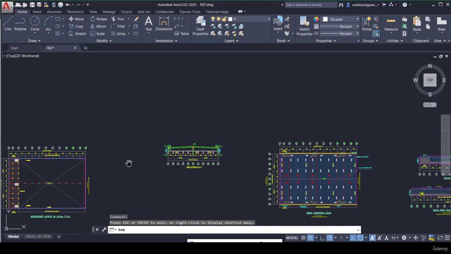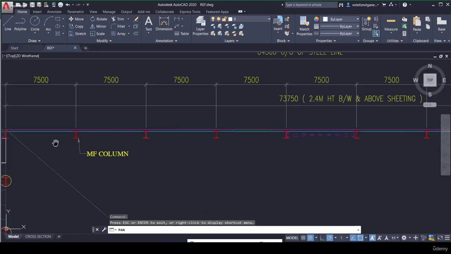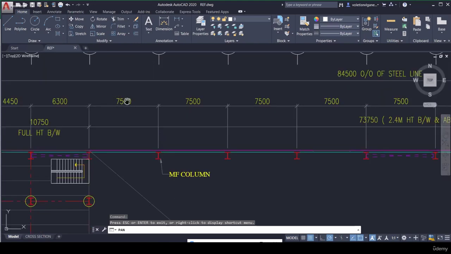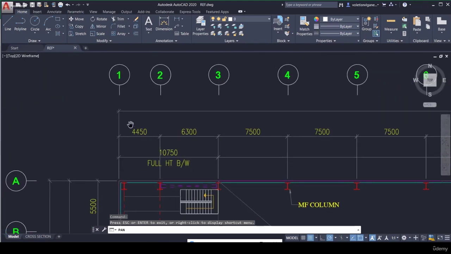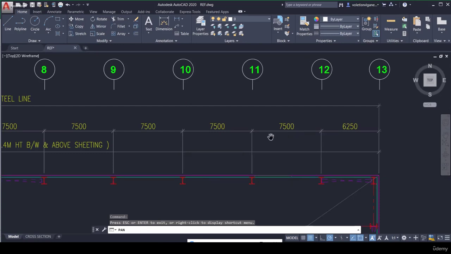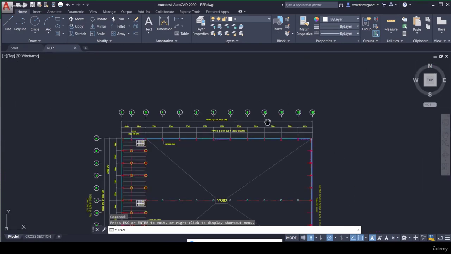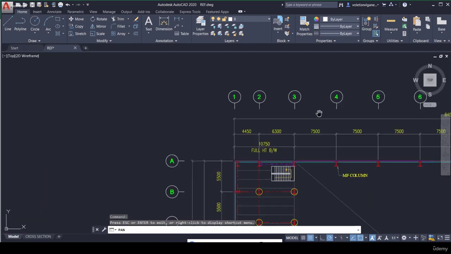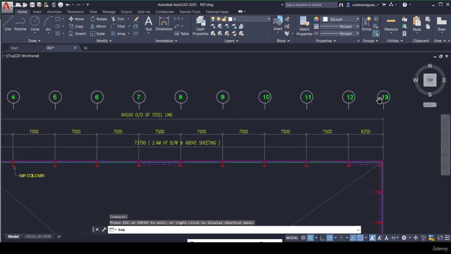The other thing is bay spacing. Every building has columns at a particular interval. That interval is called bay spacing. Suppose for this bay the bay spacing is 4.45, this bay 6.3, and this bay 7.5. So the interval between the frames is called bay spacing. These are all bay spacings, right? So here we have to design 13 frames. 1, 2, 3, 4, and so on. We have to design 13 frames here.